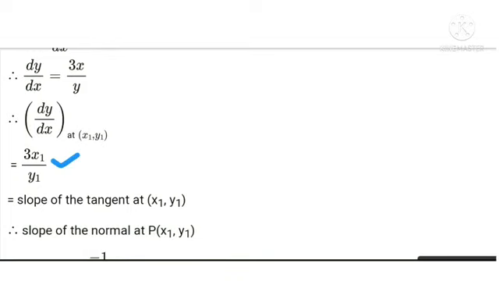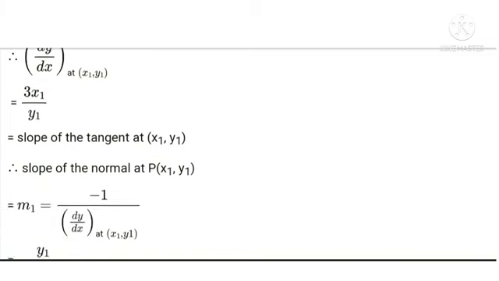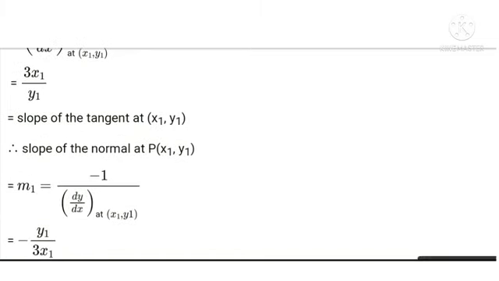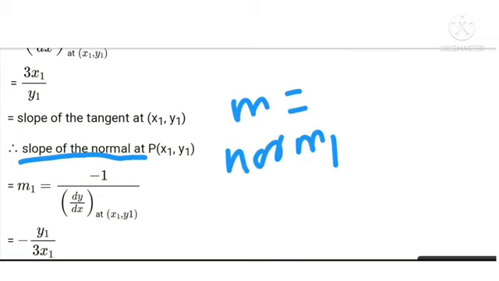This is the slope of tangent at (x1, y1). Now we have to find the slope of normal. Normal is perpendicular to tangent, so slope of normal is minus 1 upon dy by dx at (x1, y1). In the last video, yesterday's video, I told you the slope of tangent you write as m, and slope of normal you call m1.